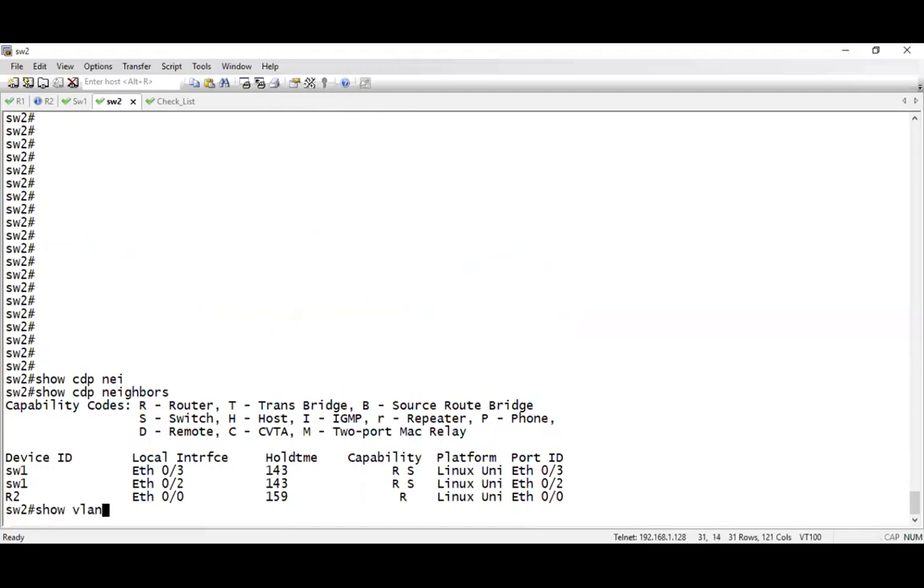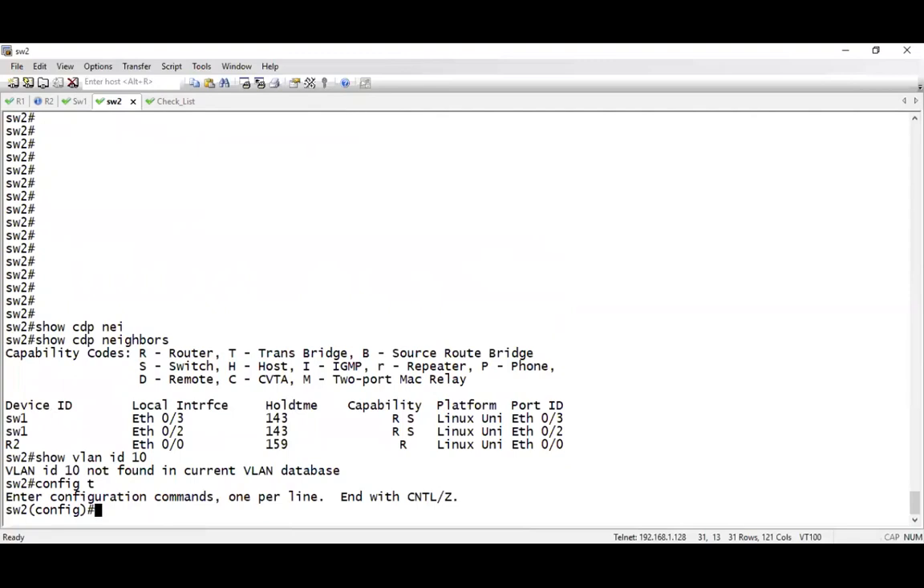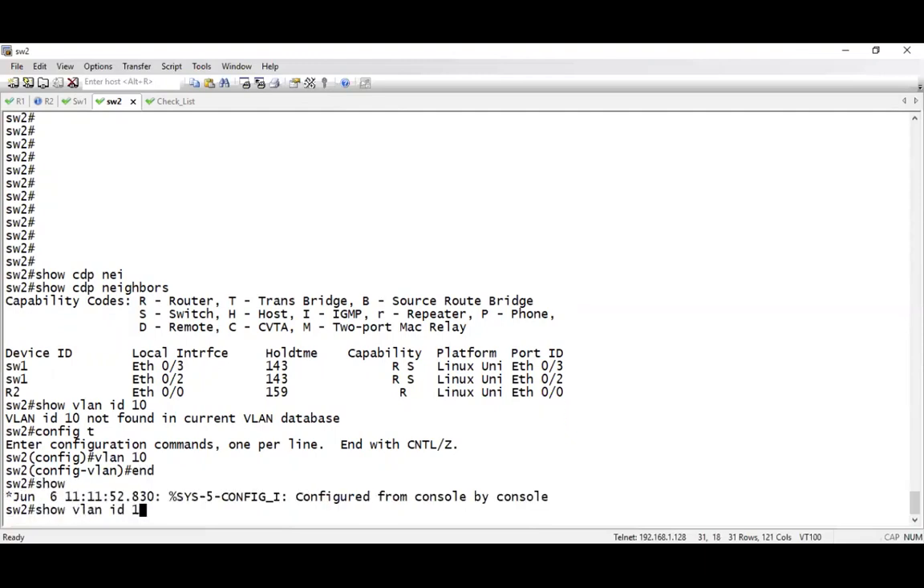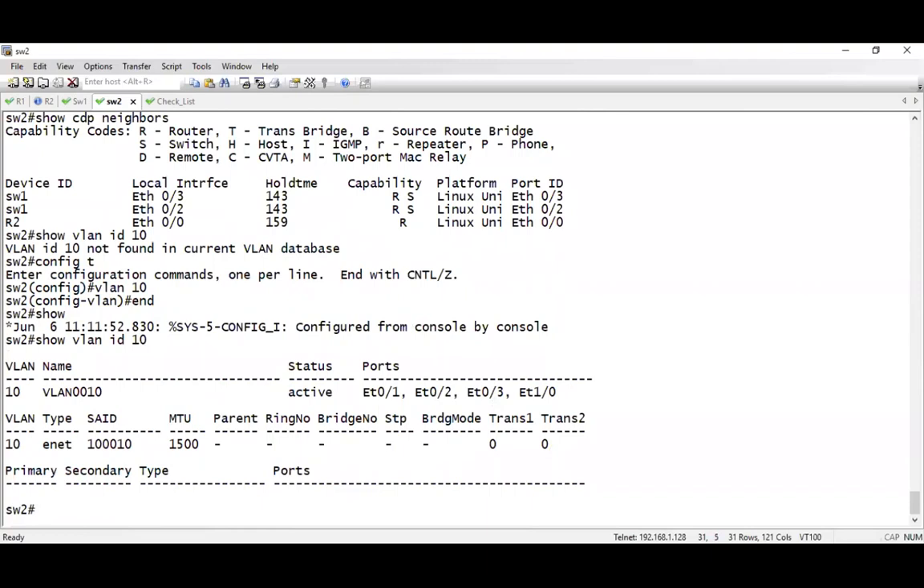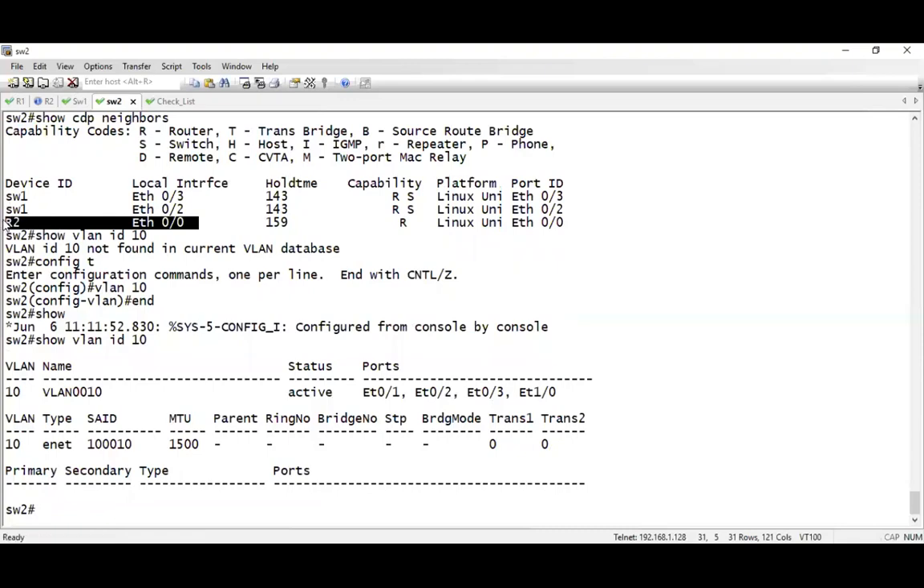Okay, so VLAN ID 10. We don't have the L2 VLAN configured on switch 2, so let's configure it. I configured the VLAN, and now I have to verify. I have configured VLAN 10, and this VLAN 10 is passed towards Ethernet 0/2, 0/3 and 1/0. It is passed towards switch 1, but it is not passed towards R2.